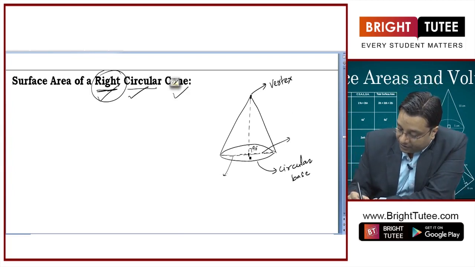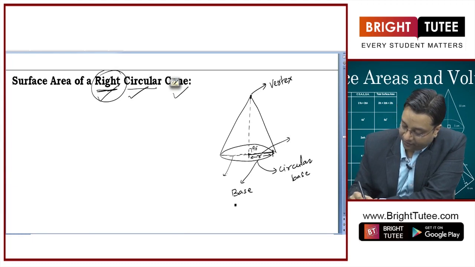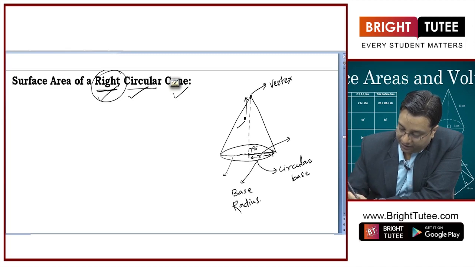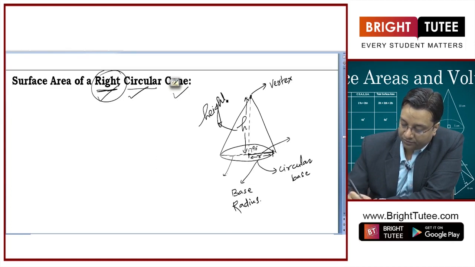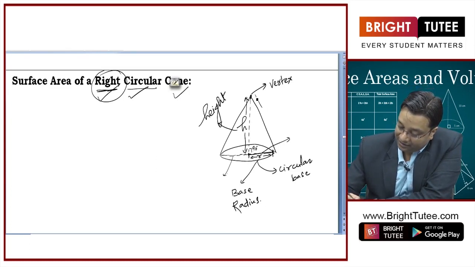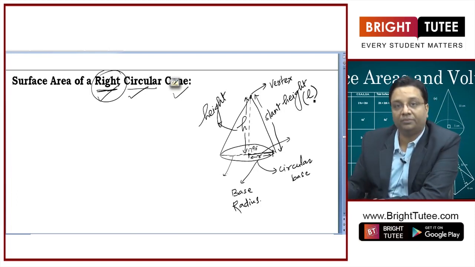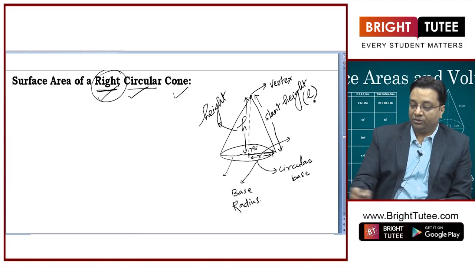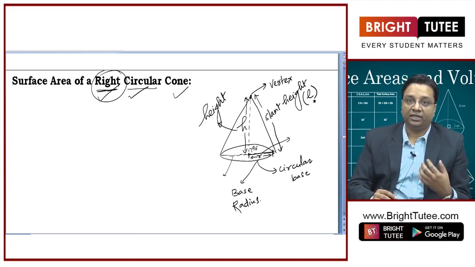Now, this radius is known as the base radius, and this is the height h. This is known as the height of the cone, and this slant line is known as the slant height. So, this is the slant height, and it is denoted by L. So, now we know the terminology. Let us look at the surface area.